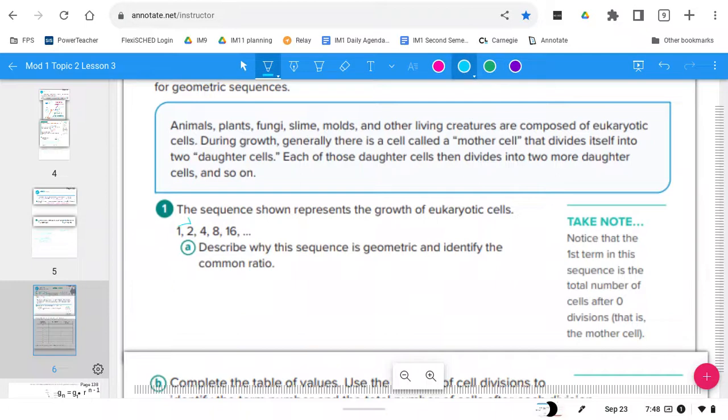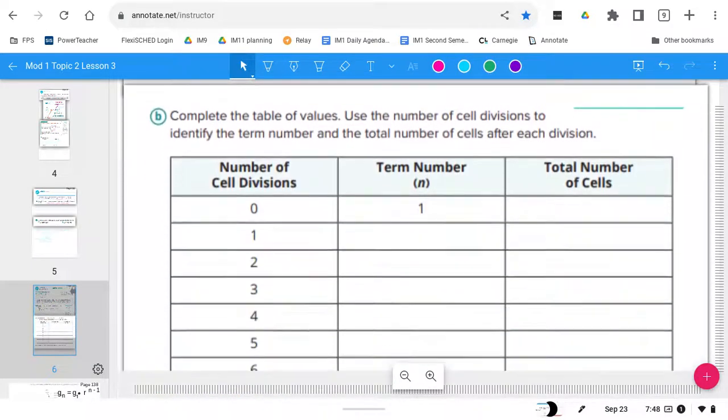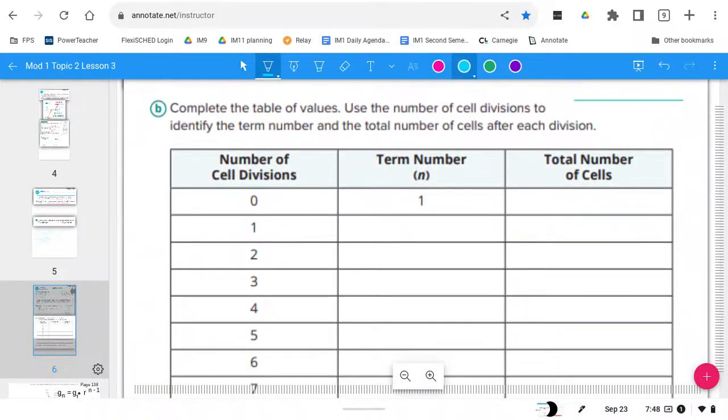So if you don't know, multiply forwards, divide backwards. Okay. We're multiplying by 2. That's my common ratio. So complete the table values. So before any cell divisions happen, we have the mother cell. Okay. So then the total number of cells for this, there's going to be 1. So then after 1 division happens, so my second term, then there's going to be 2. Then my third term, after my second, 4. And then we had 8, 16. Keep that multiplying by 2 as you go down.